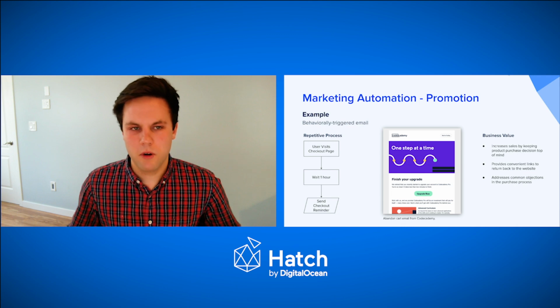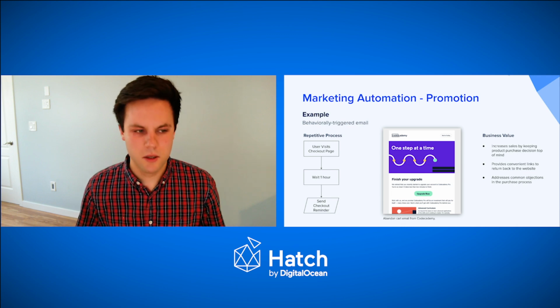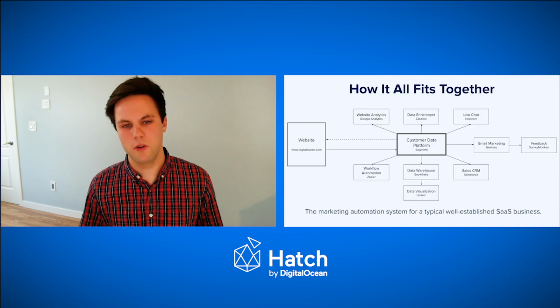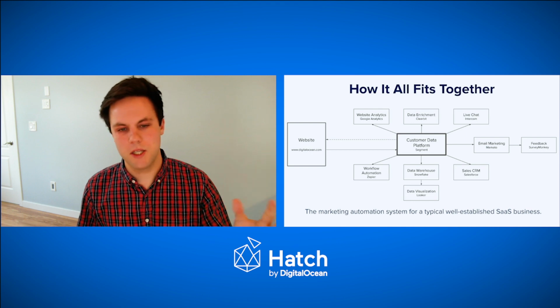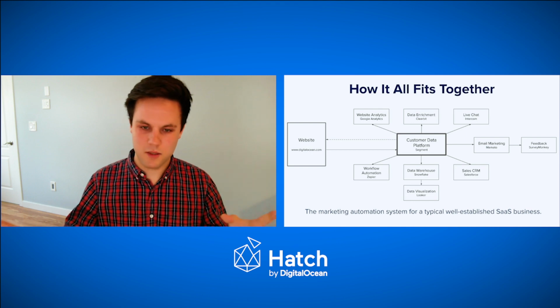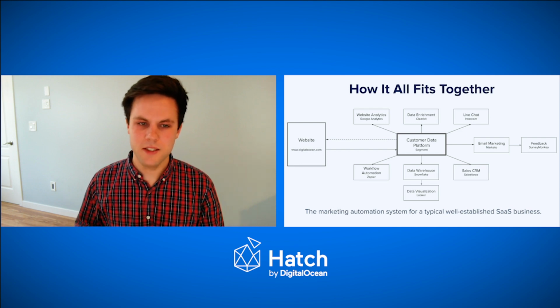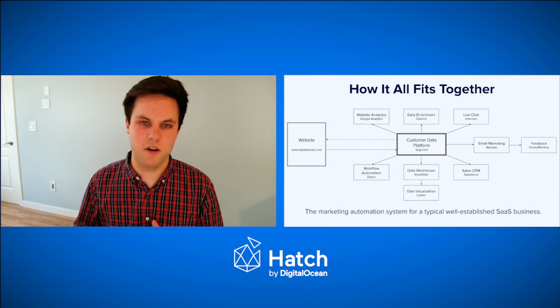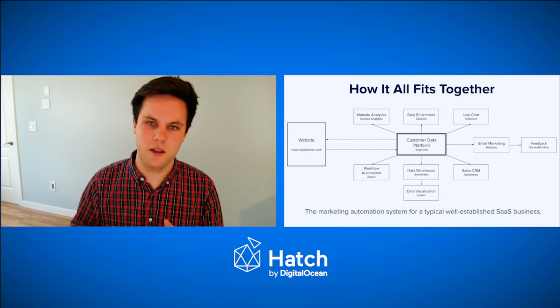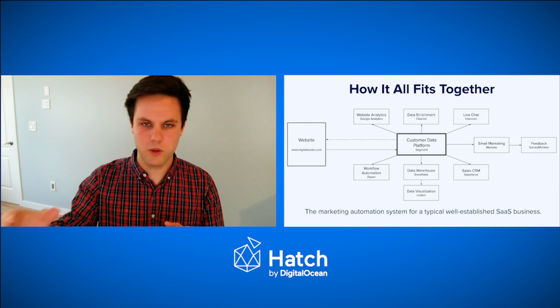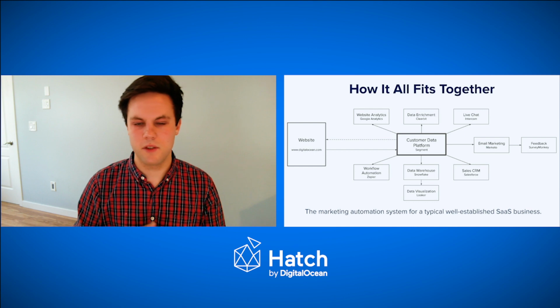And you might be wondering, okay, well, how does this all fit together? Well, here's an example from DigitalOcean. On the left, we have our website, and then on the right, we have a customer data platform, Segment, which maintains the user state. Segment is automating the repetitive process of maintaining that user state and then funneling that data to all the tools that we're using throughout different parts of our funnel.